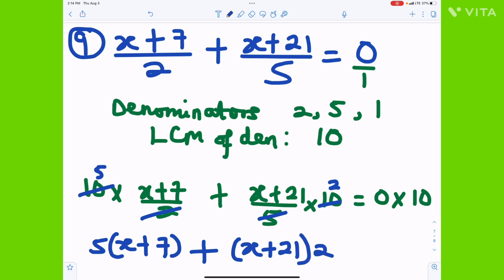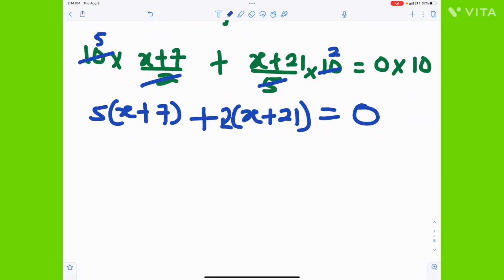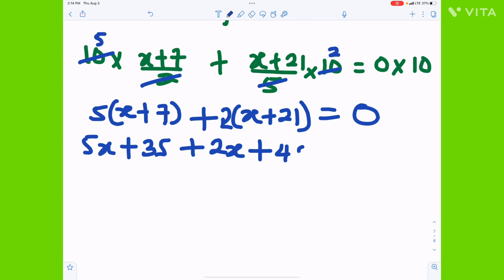You can put the 2 on the right if you like, or put it on the left here. Any one is okay. Is equal to 0 times 10 is 0. Let's continue. Expand the bracket. 5 times x, 5x. 5 times plus 7, plus 35. Here, 2 times x, plus 2x. Plus 2 times plus 21, plus 42, is 0. Let's rearrange.